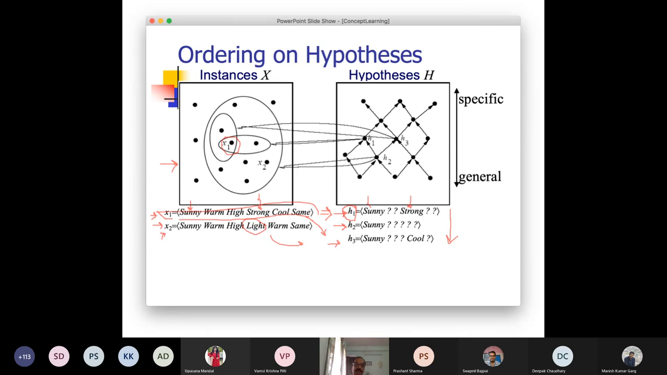in the input space, whatever input data are satisfied by H1, all of them are also satisfied by H2, isn't it? Any input X which is satisfied by H1 is also satisfied by H2. Is my statement correct? Yes, sir. And any input which is satisfying H3, that is also satisfied by H2. But we cannot say that for H1 and H3, right? But this statement is also true that any X which is satisfied by H3 is also satisfied by H2.